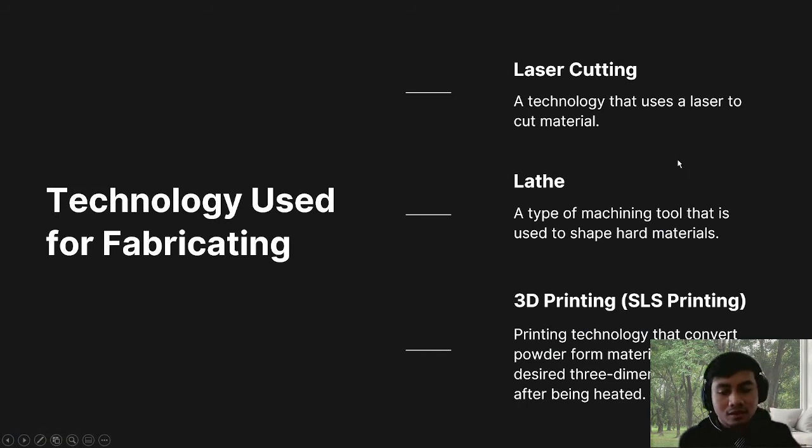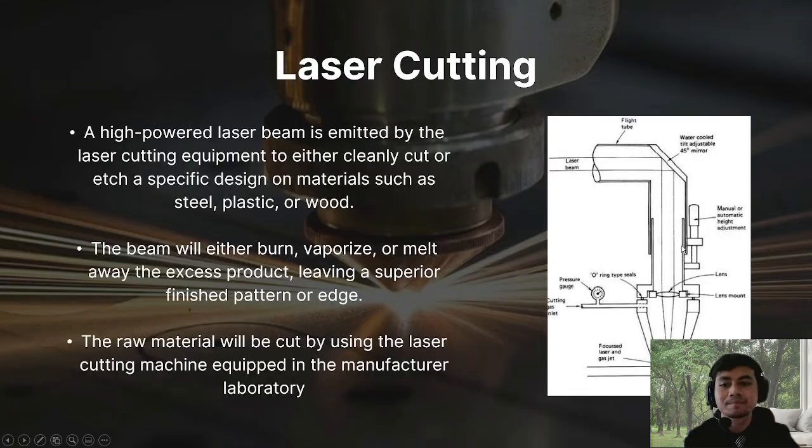Next, we jump into the technology used for fabricating. I use laser cutting, a technology that uses a laser to cut material; a lathe, a type of machining tool that is used to shape hard materials; and lastly, 3D printing, in this case SLS printing technology that converts powder form material into a desired three-dimensional shape after being heated.